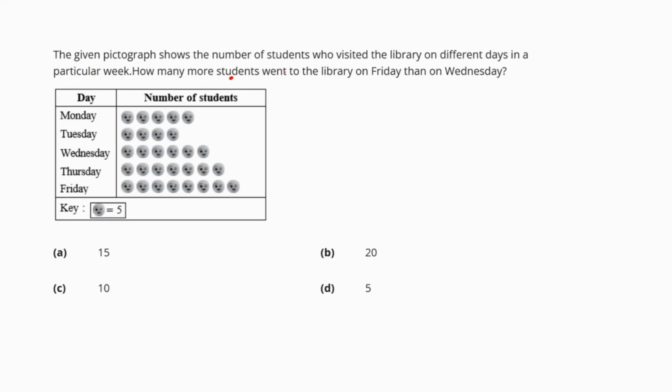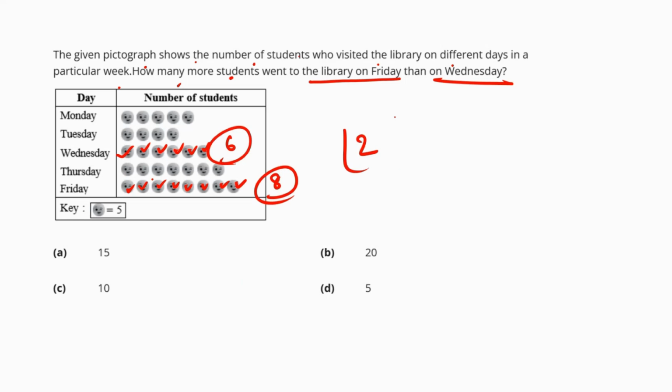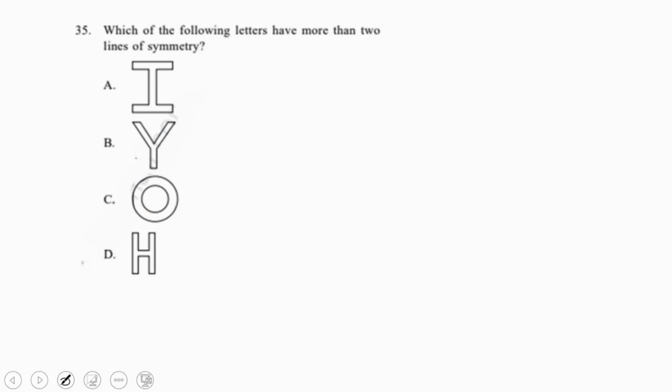Next, we have a question from data handling. The given pictograph shows the number of students who visited the library on different days in a particular week. How many more students went to the library on Friday than on Wednesday? On Friday, we have 1, 2, 3, 4, 5, 6, 7, 8 symbols. On Wednesday, we have 1, 2, 3, 4, 5, 6 symbols. A difference of 2 symbols, each representing 5. So 2 times 5, which is 10, would be the answer.